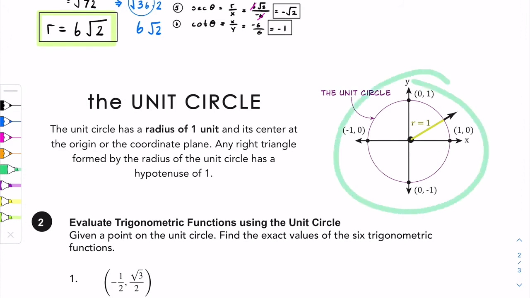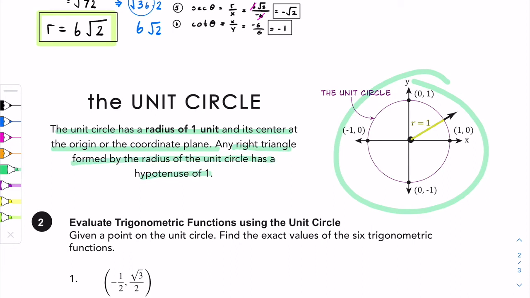So over here, you see that I sketched a quick unit circle, but my description says that the unit circle has a radius of 1 unit and a center at the origin of the coordinate plane. Any right triangle formed by the radius of the unit circle has a hypotenuse of 1. So what this is saying is that you don't need to find the r value.